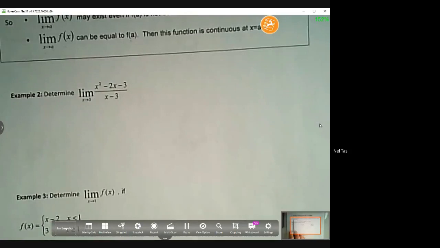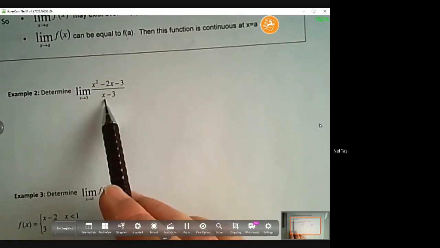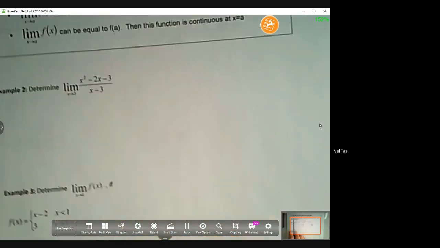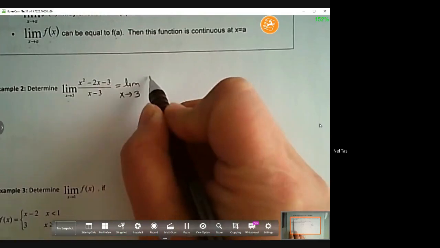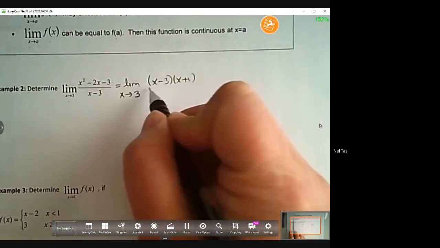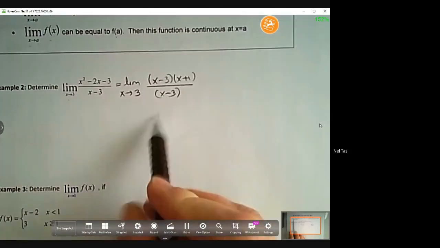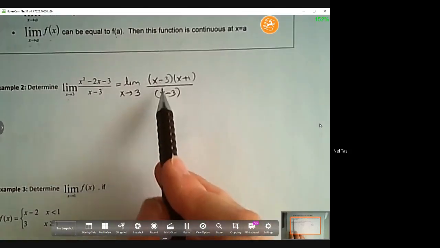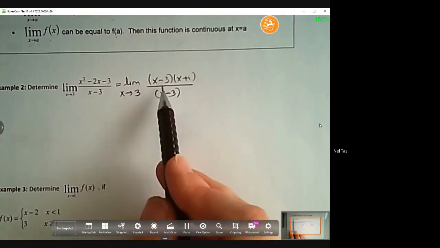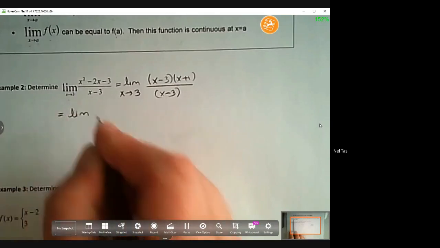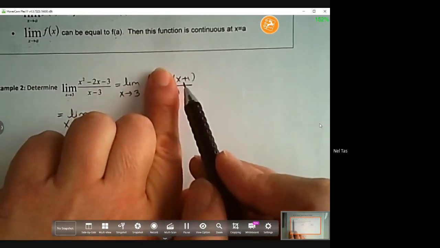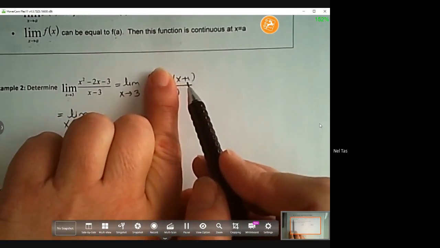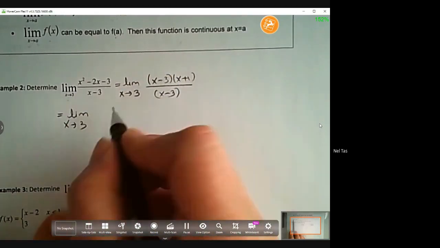So, example 2. Determine limit of x squared minus 2x minus 3 over x minus 3 as x approaches 3. Okay, so I'm going to factor this numerator, so that gives us x minus 3, x plus 1 over x minus 3. As you see, we have the same factor in numerator and denominator, and if you sketch this function, you will remember this from advanced functions. Okay, so you cancel it and then draw function x plus 1, but you put a hole at x equals 3. Right, that's what we do.